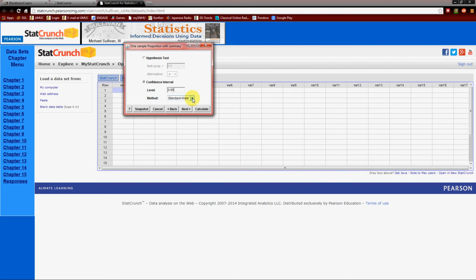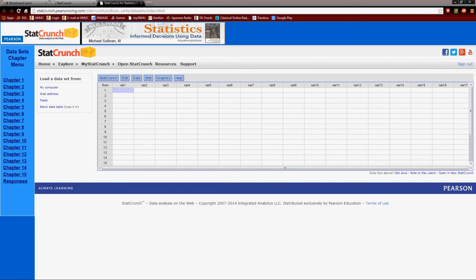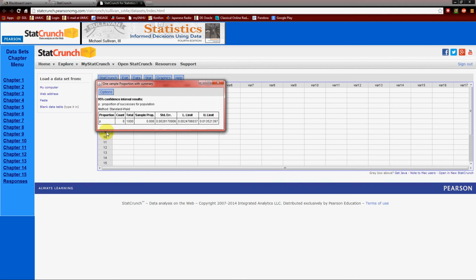There are 2 methods we could use. One is the Wald method, which is standard. The other is the Agresti-Coull method, which actually has some nicer properties than the standard method. However, for this course, let's use the Wald method, which is the default. And calculate. Here's what pops up.